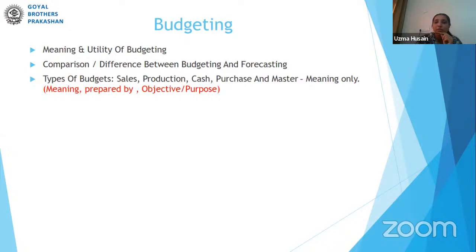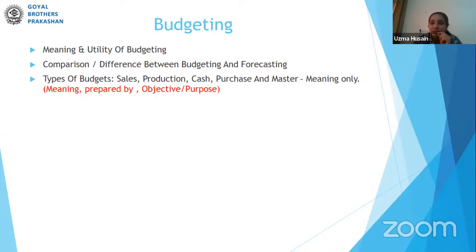When we talk about the meaning and utility of budgeting, the comparison, the difference between budgeting and forecasting, and then the types of budgets. When we talk about budgeting as a chapter, we are not going to teach students anymore. We will be revising. How do we revise? It is very important that when we are revising, we begin writing. It is important for them to write.